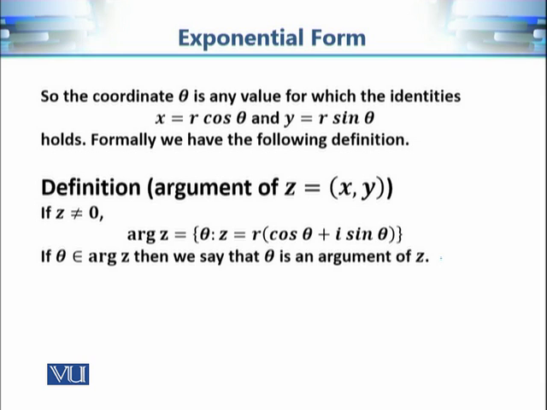Now we know that theta is any value that satisfies these two relations: x is equal to r cosine theta, y is equal to r sine theta. So first we have the following definition to find out all those values that satisfy this relation. We name them as argument of a complex number. So argument of z are all those values theta that satisfy these relations, or in other words, for which z is equal to r (cos theta plus iota sine theta).